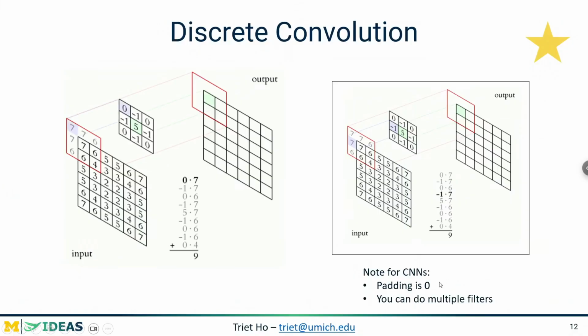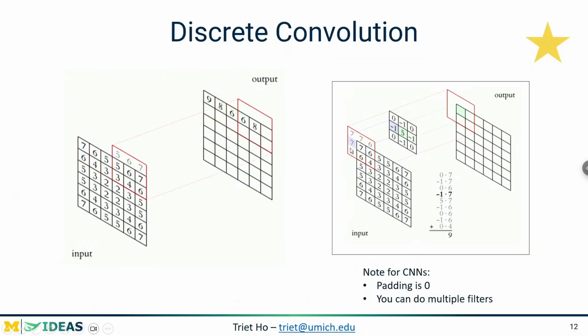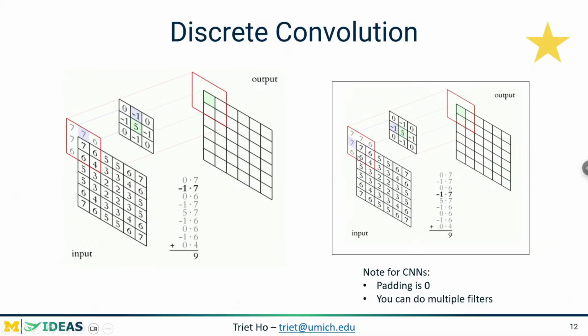So this is pure mathematical discrete convolution. But in the application of convolutional networks, there are two notes. The first one is that the padding is 0. What do I mean by padding? Padding is the value outside the edge right here. If you're inside, it's easy. But if you're on the edge, you have a value that doesn't exist. In a pure mathematical discrete convolution, it's just going to be a replicate of the value next to it. But in a convolutional network, these are just going to be 0.